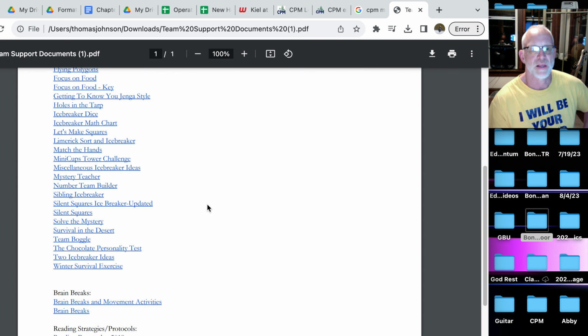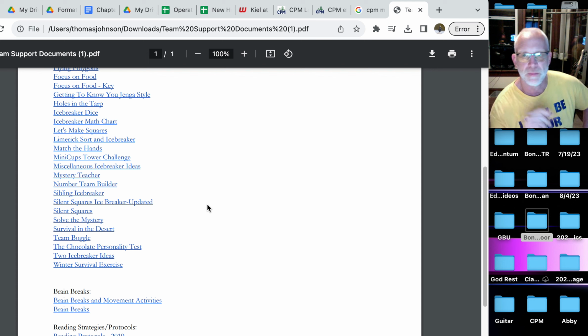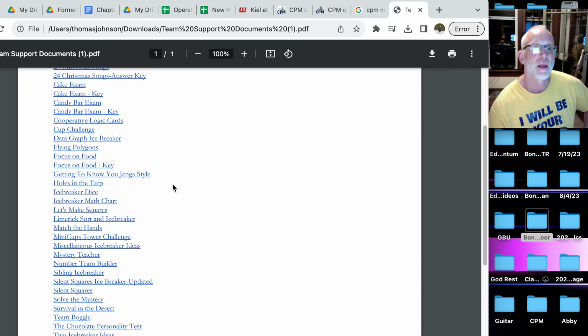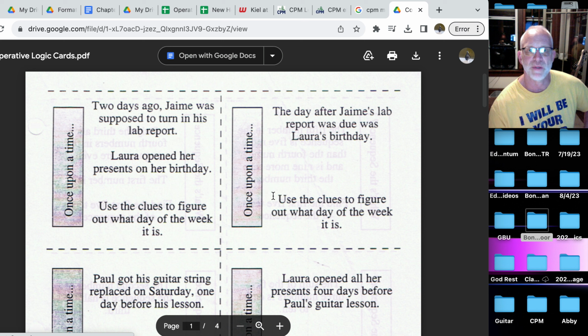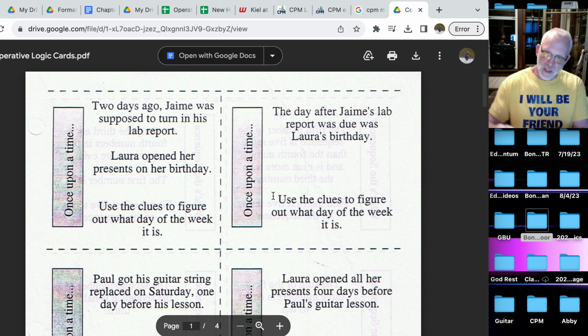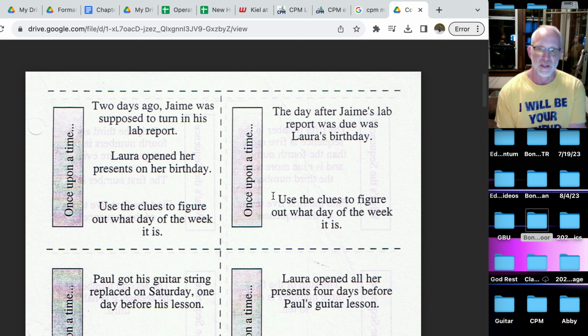Yes, so these are the ones that I'll put up on your Google stream so you can see these too. These are fun. Cooperative logic cards. Here we go. So what we did in cooperative logic cards is we cut these cards up and we gave one to each member. And then we started adding more cards to each group.